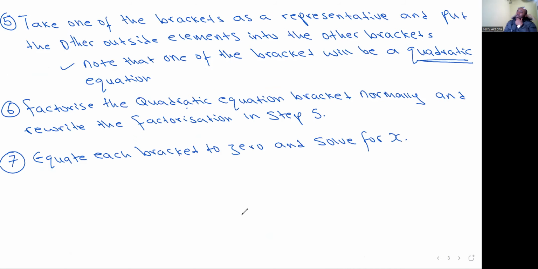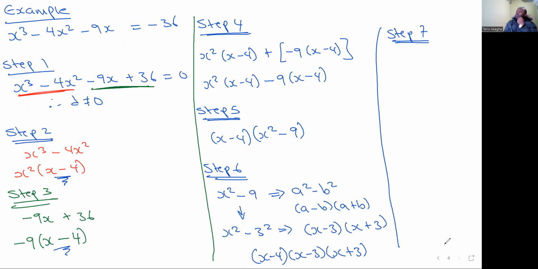Now, step 7 said that we then have to equate each bracket to 0 to solve for x. So it's going to be x minus 4 is equal to 0. So therefore, x will be equal to 4. Then you equate the next bracket. x minus 3 is equal to 0. It's going to be x equal to 3. And this is going to be the answer twice, because the same answer you get here is going to be the same answer.